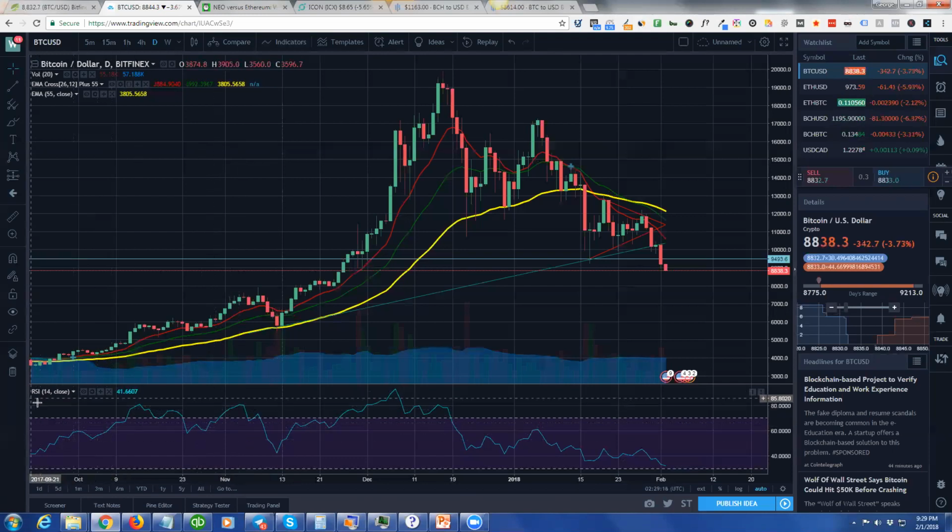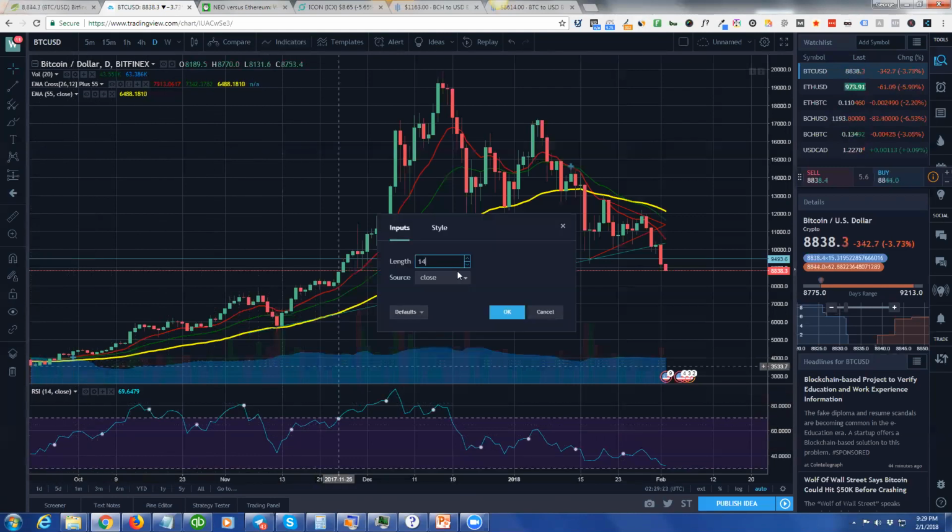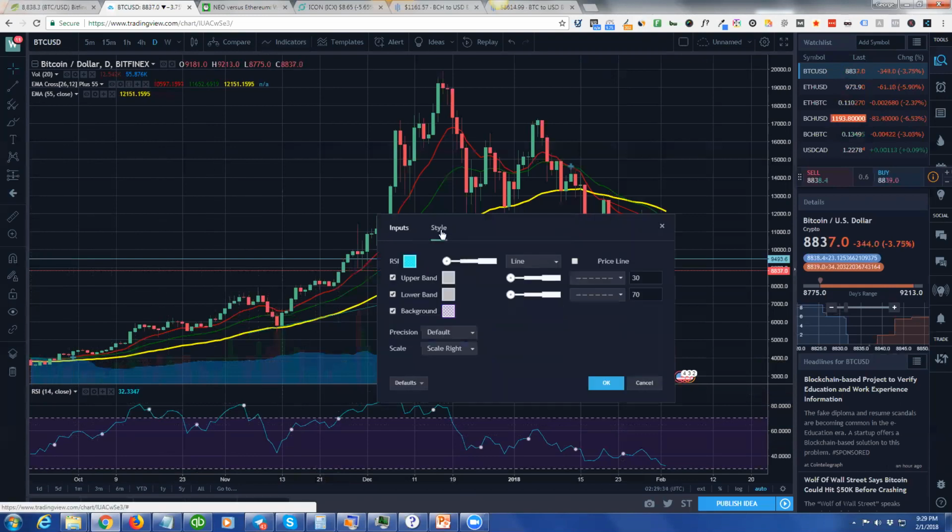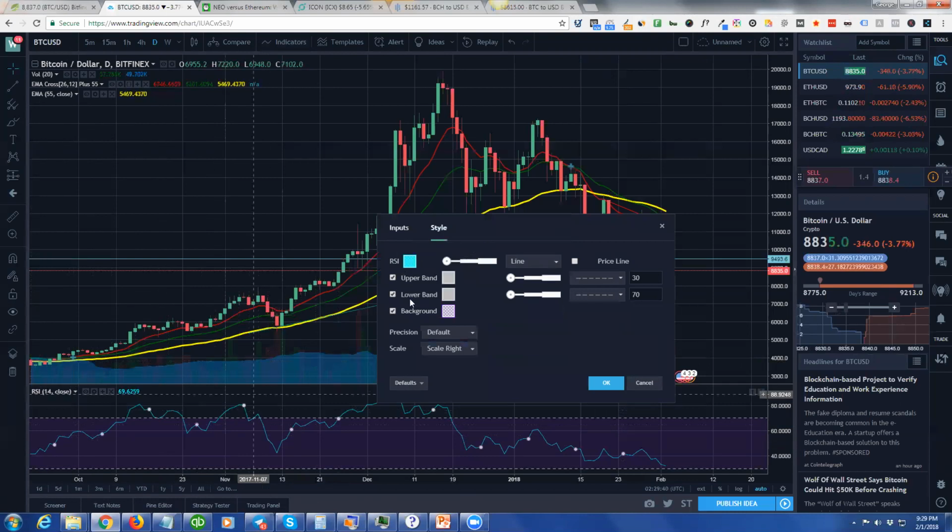If you want to change the color or the background, you just mouse over here and you've got your format. You click on your format. This is where you can change your time period. Some people use different RSI periods. Some use 10. I keep it at the default, which is 14. And if I want to change the color, I can change it here. I like to have something that's going to stand out on my background.